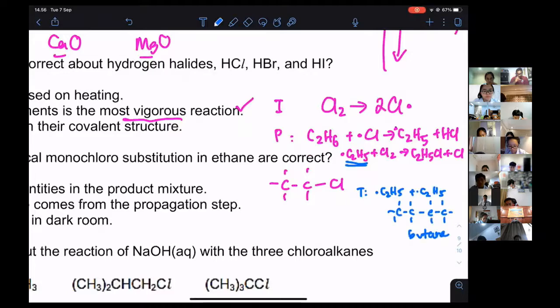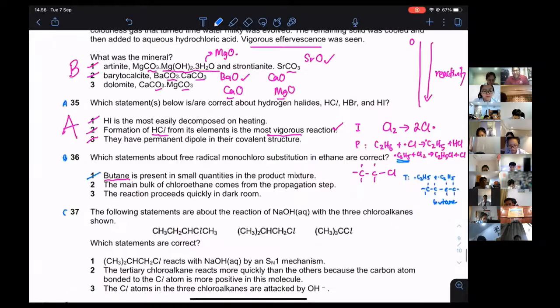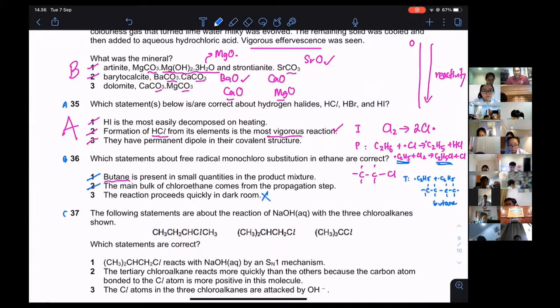And then the reaction proceeds quickly in a dark room. No, it must have the presence of sunlight. So it cannot proceed quickly in a dark room. So the answer is going to be 1 and 2. Therefore, it must be B.